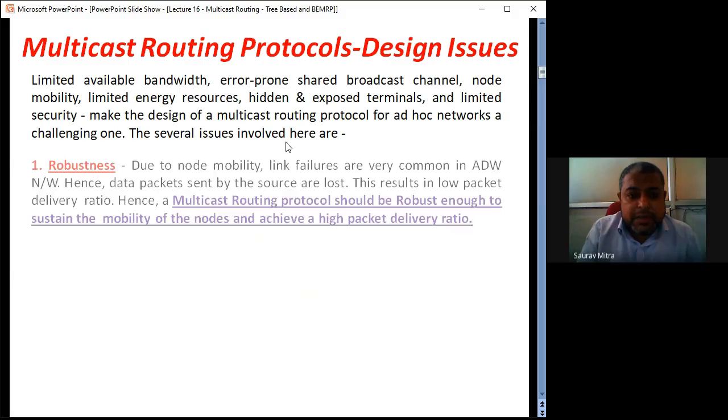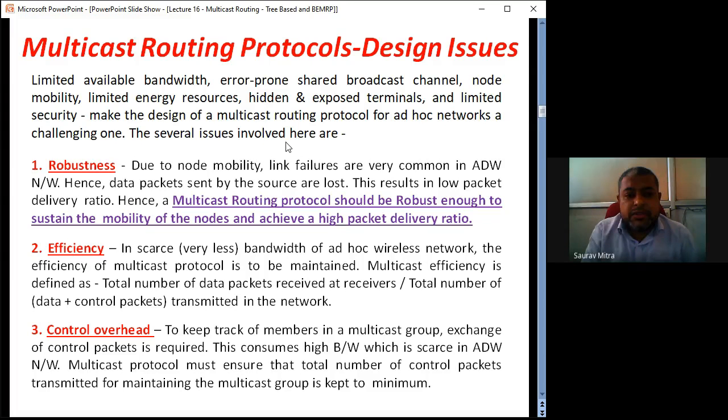Design issues of multicast routing protocol. This is a very important question for 5 marks. I told you from the beginning that whenever it's an ad hoc network, it will have a shortage of bandwidth. There will be channels where errors will be there, a lot of noise. Node mobility is a very big issue in the case of ad hoc networks. All nodes, all sources, all receivers, intermediate nodes, routing nodes, are continuously moving. Limited energy resources, because it is battery powered and battery is a limited energy resource.